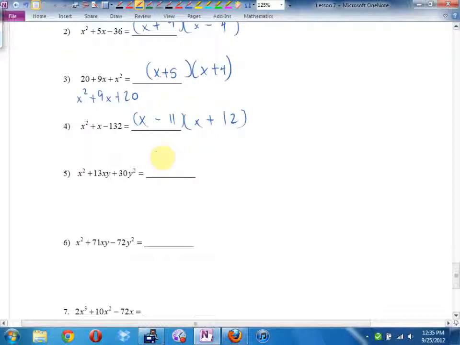Number 5. Relax. GCF? Nope. Graham, how many terms? 3. Is there something in front of the x squared term at the very front? Then let's take a guess. Let's hope that if this factors, it'll be 2 brackets.